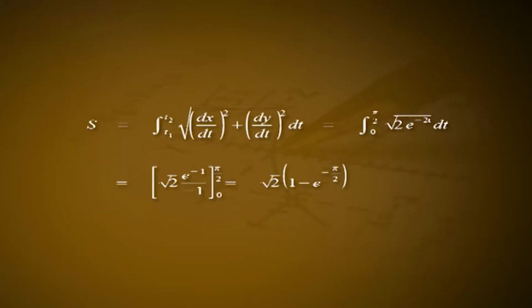Length of the curve S = integral from t1 to t2 of square root of (dx/dt)^2 + (dy/dt)^2 dt = integral from 0 to π/2 of square root of 2e^(-2t) dt, which is equal to square root of 2 times e^(-t)/(-1) between the limits 0 and π/2, which is equal to root 2 times (1 - e^(-π/2)).